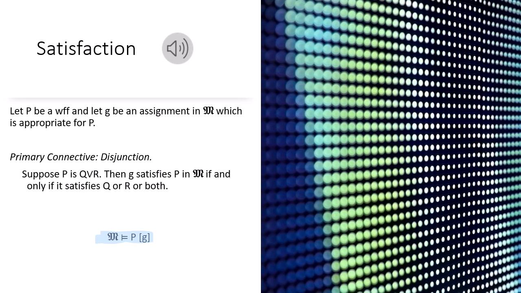Now, for the case of disjunction, in other words, if this P was the disjunction of Q and R, then we say G satisfies P in M if and only if it satisfies Q or R, or possibly both of them, right? So we still say the disjunction is true even if Q and R are both true. And again, we use that same highlighted blue double turnstile notation.